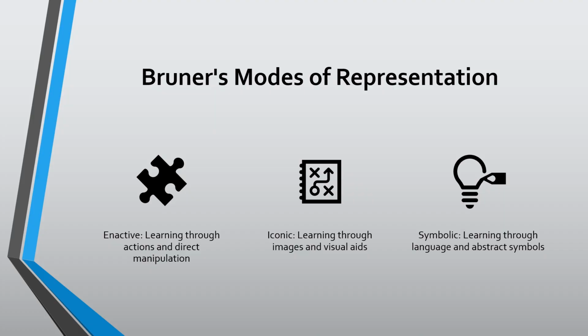Bruner identified three modes of representation: enactive, iconic, and symbolic. These modes describe how learners encode and process information. Enactive representation involves learning through direct manipulation and action, such as a child learning to ride a bicycle by physically balancing and pedaling. Iconic representation uses images and visual aids to convey information, like using a map to navigate a city, where visual representation aids understanding. Symbolic representation relies on language and abstract symbols to represent knowledge, like coding in a programming language, where abstract symbols are used to create and understand complex instructions.